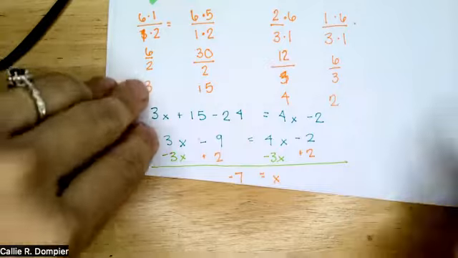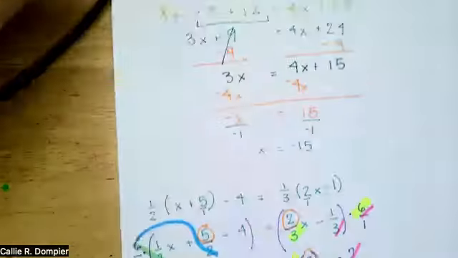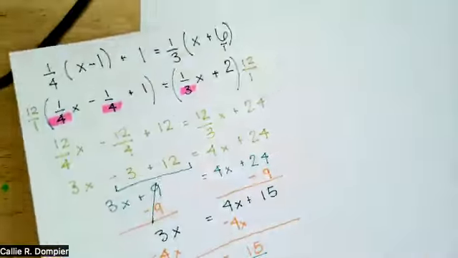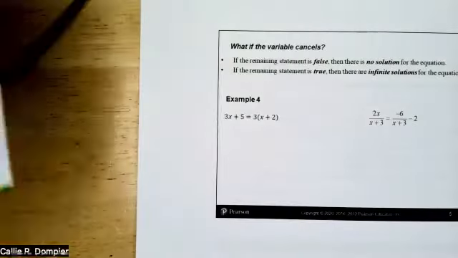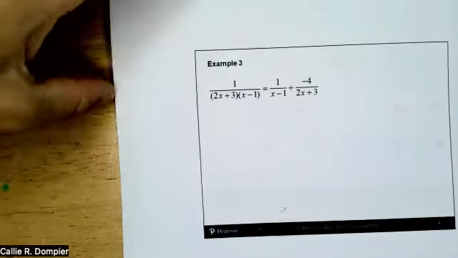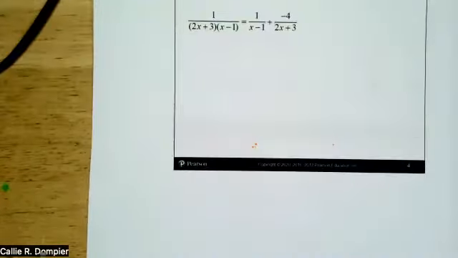We have one more fractions example. It's a bad one. I think it's on the other side of this one. All right. 1 over the quantity 2x plus 3 times x minus 1 equals 1 over x minus 1 plus negative 4 over 2x plus 3. Good.